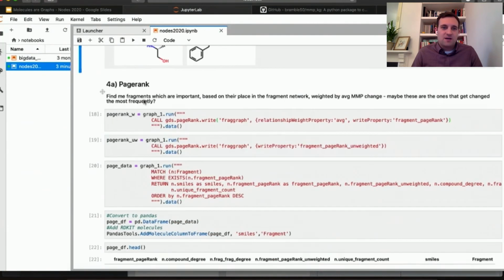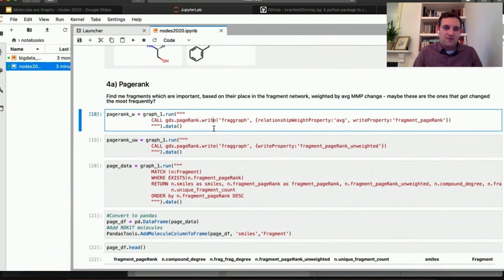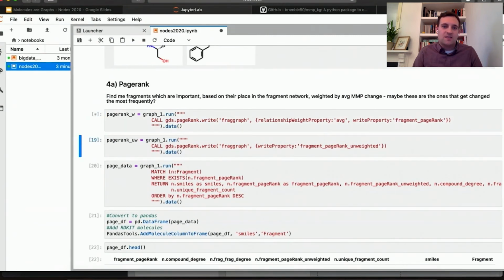So next one is PageRank. So we're looking at ones which are important. Here we're going to use the PageRank algorithm. We're going to write these straight to the graph. We're going to look at a weighted and an unweighted version, and we're going to compare these. So let's just have a quick look.